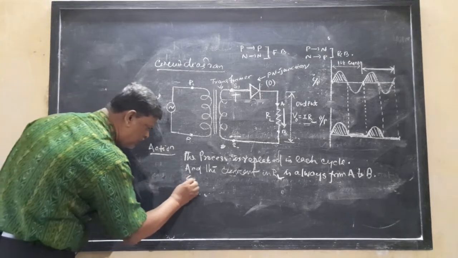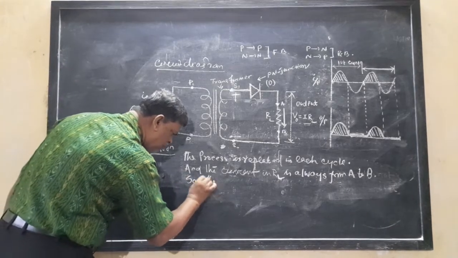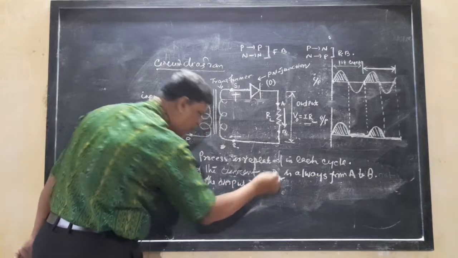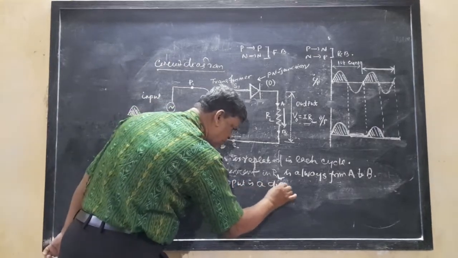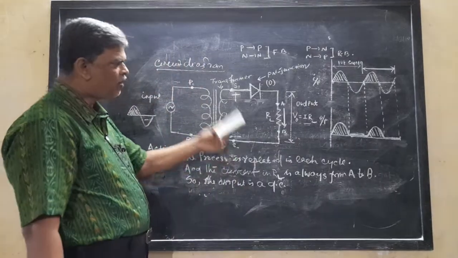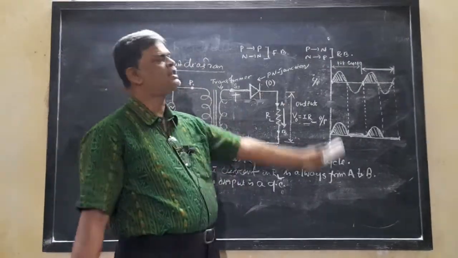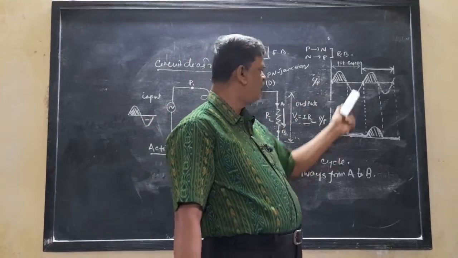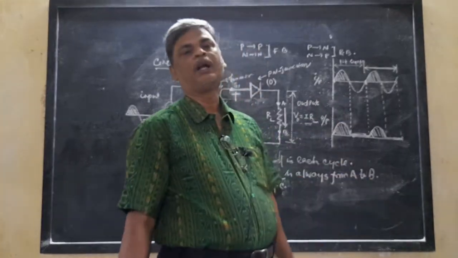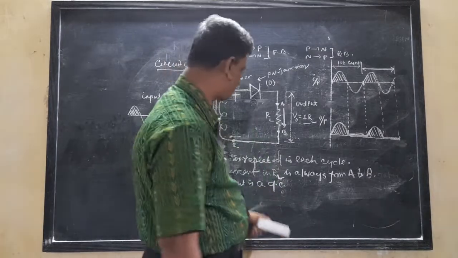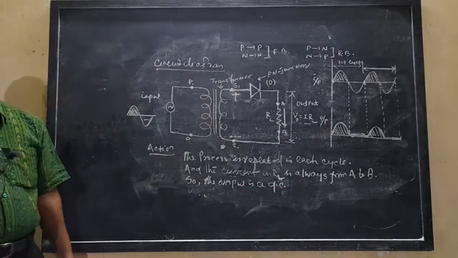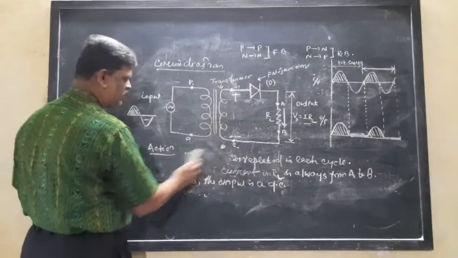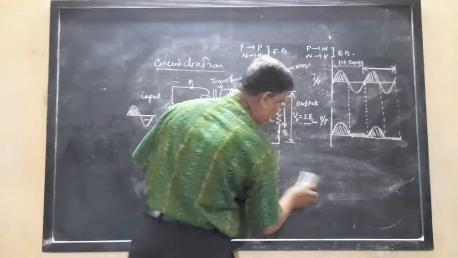So the output is a DC current. Only one half cycle of AC is converted, only the positive half cycle is converted, but there is no conversion of the negative half cycle. So the output is a DC. So this process is the half wave rectification.